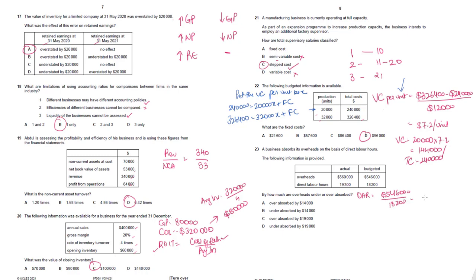So we get $30 per hour. The next step is to see how much is absorbed overheads, which is equal to actual hours multiplied by the overhead absorption rate. Actual hours are 19,300 into 30. So 579,000, and then compare this to the actual overheads, which is given as 560,000. If absorbed is greater, it will be over absorbed. If absorbed is less, it will be under absorbed. So here the difference is 19,000 and it's over absorbed. So option C, 23C.